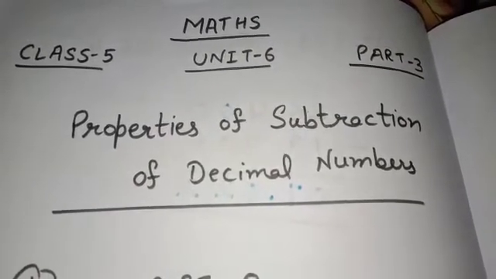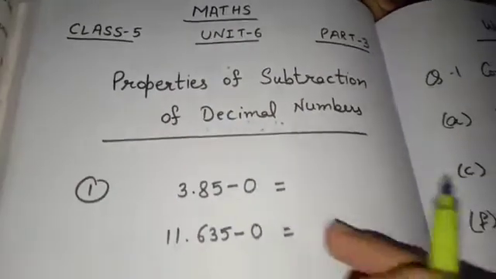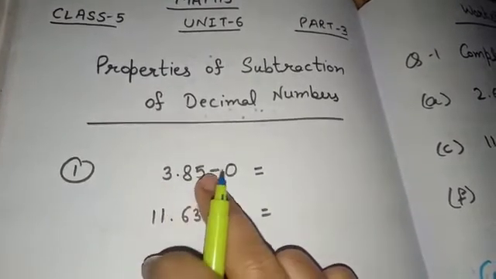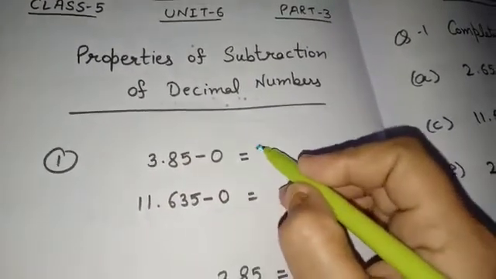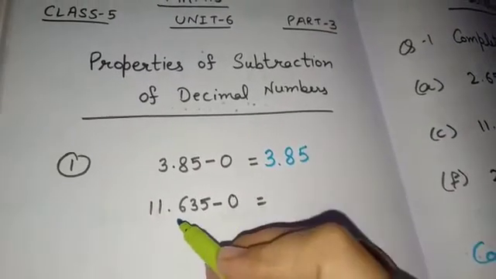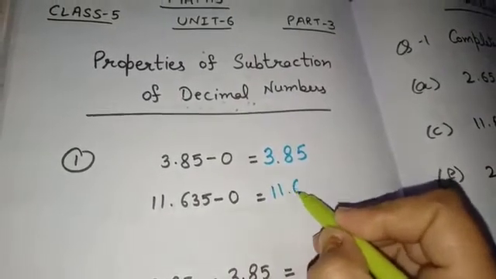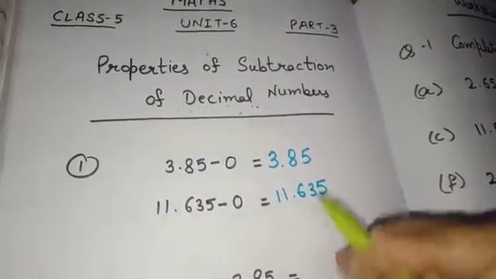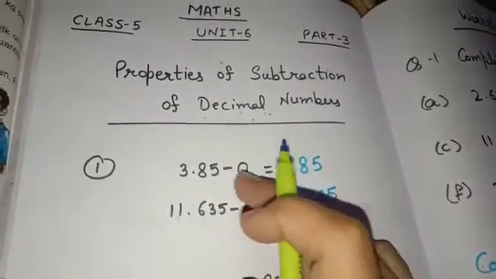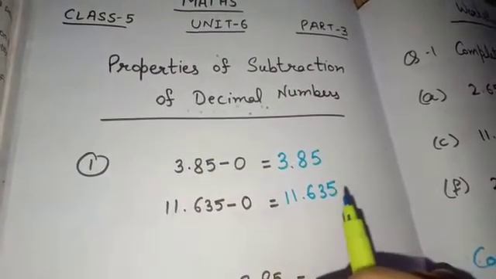Today we are going to start properties of subtraction of decimal numbers. Our first property is when I subtract 0 from 3.85, I will have an answer 3.85. And again, 11.635 minus 0 will be 11.635. This is the first property, that when 0 is subtracted from any decimal number, the answer is the number itself.